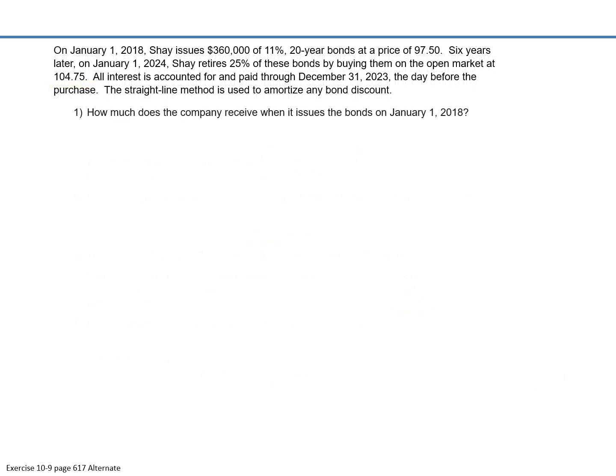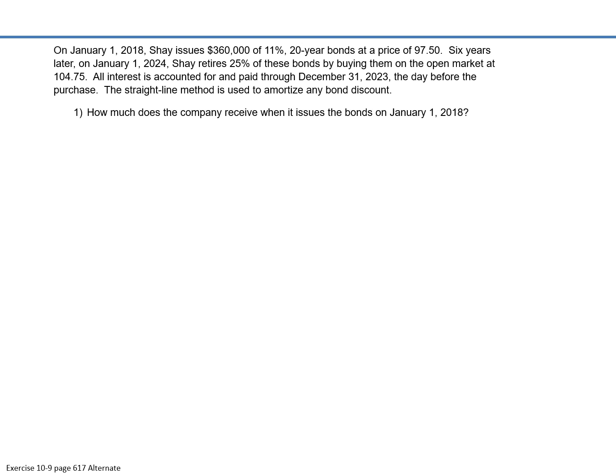All right, so same problem, different numbers. So why don't you take a few minutes, figure out how much the company receives when it issues bonds, find out how much the bond discount is. And I don't remember the third question, so we'll pause again after you do those two.